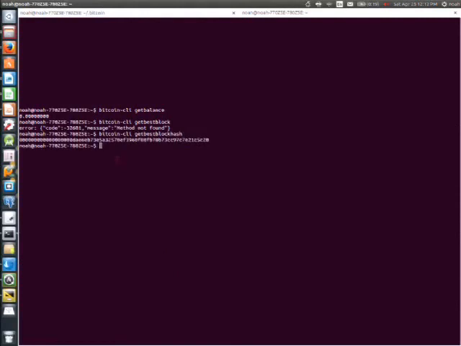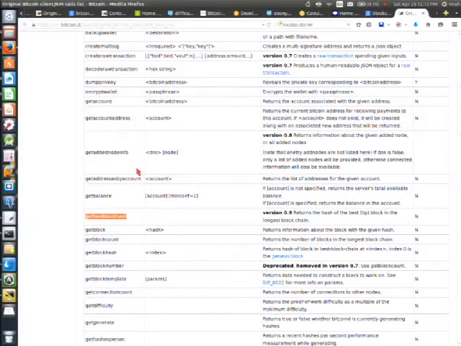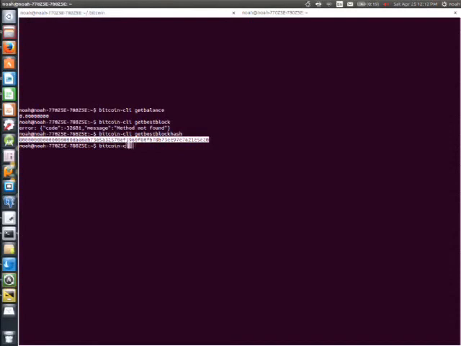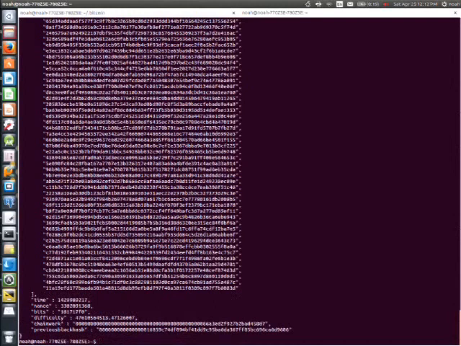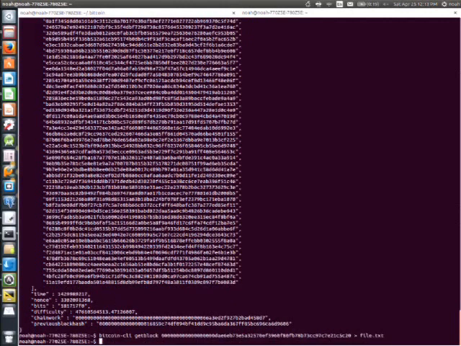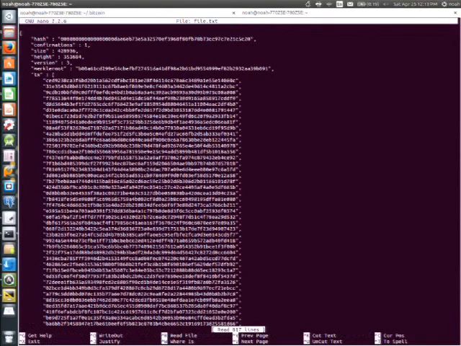So there's our hash. So we'll copy that. And then it's probably getblock, yep. So there's, let me print that to file. So here's the output of the latest block.